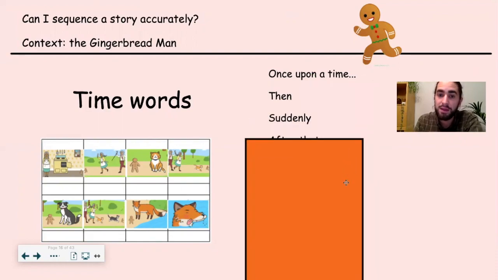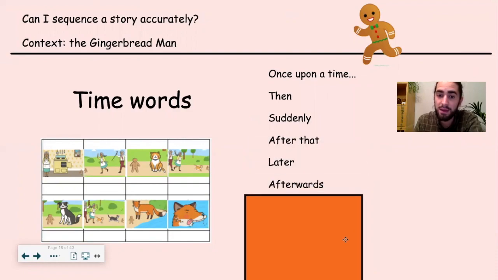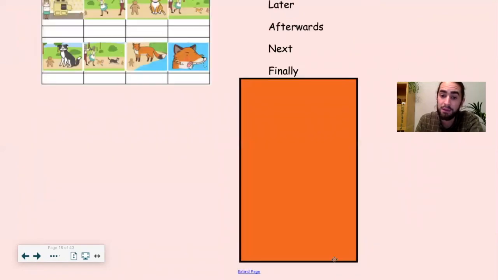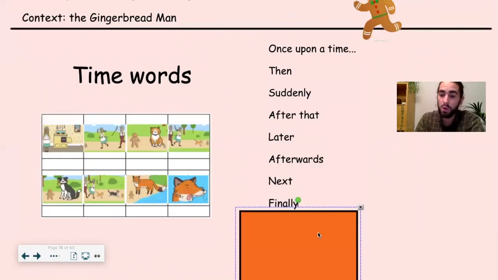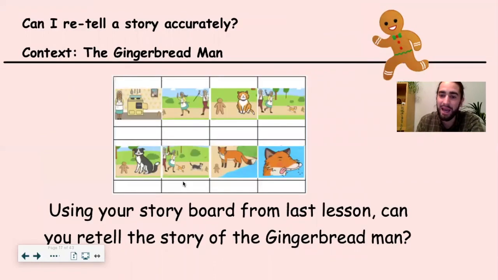Then, suddenly, after that, later, afterwards, next, and finally. So, we used all of those time words yesterday when we were retelling our story. And today we're going to be retelling the story again, but seeing if we can write our story out neatly and nicely. So let's have a look at how we're going to do that.